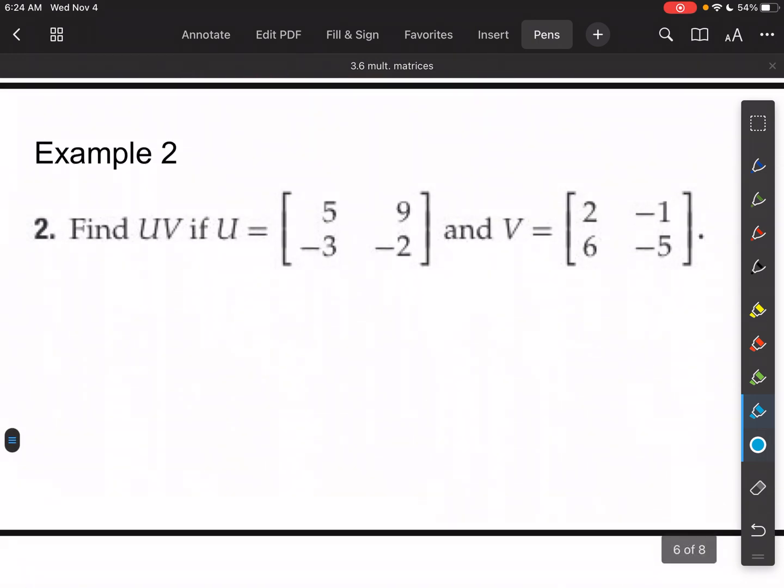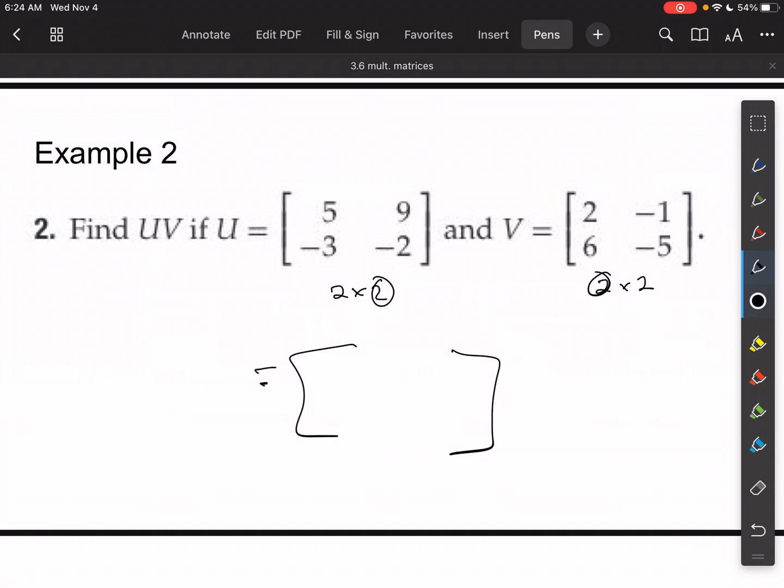Example 2 says to find UV if U is this guy and V is this guy. So first thing I'm going to do, 2 by 2 matrix, 2 by 2 matrix. Okay, these match, and then I know that my answer is going to be a 2 by 2. All right, so here we go. I'm going to make my 2 by 2, and then underneath here, I'm just going to label this so we don't get messed up. Here we are in row 1, column 1. Here we're in row 1, column 2. Here we're in row 2, column 1. Here we're in row 2, column 2. Okay, that helps me figure that out.